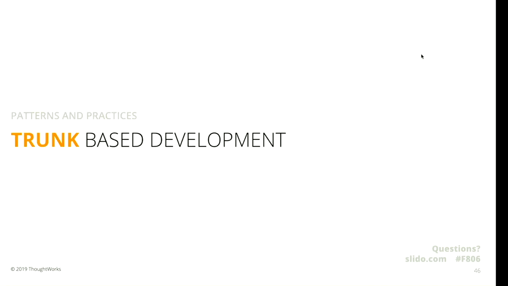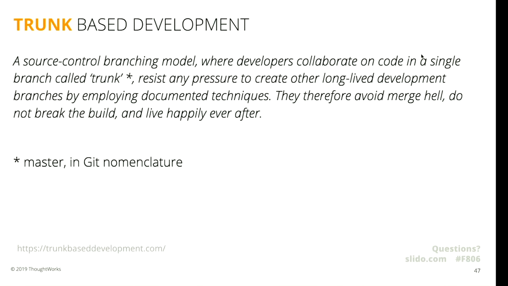A way of avoiding that is by using trunk-based development, which is a source control branching model where we work on a single branch, which is usually the master, and we call it trunk. This will resist any pressure to create other long-lived branches, which, if we're using feature branches, we can just leave there and forget about. This way we avoid that merge hell, we do not break the build, and we live happily ever after.